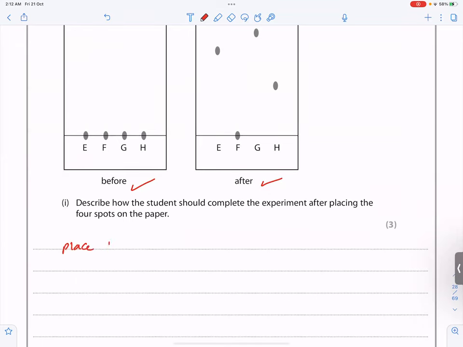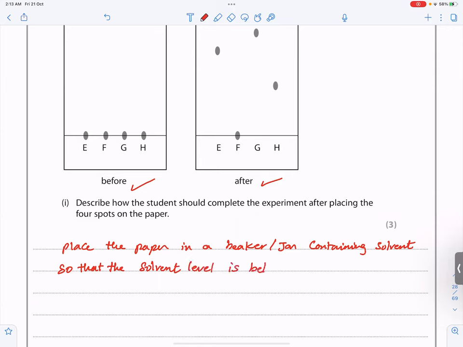المفروض ان انت بتحط البيبر جوه جار او بيكر في solvent. Place the paper in a beaker or jar containing solvent so that the solvent level is below the baseline. وبعد كده بنكفر البيكر او الجار with a lid. The beaker or jar with a lid.